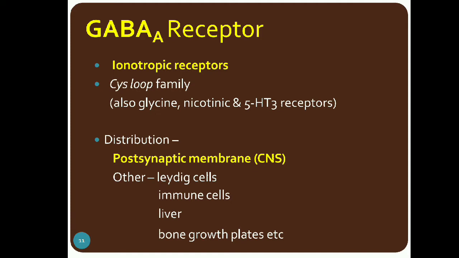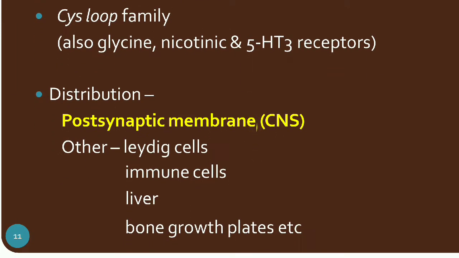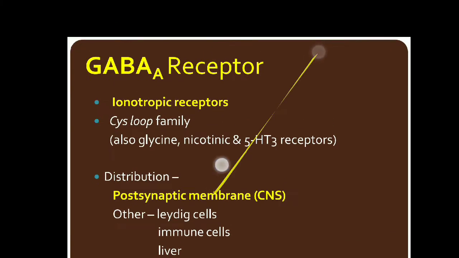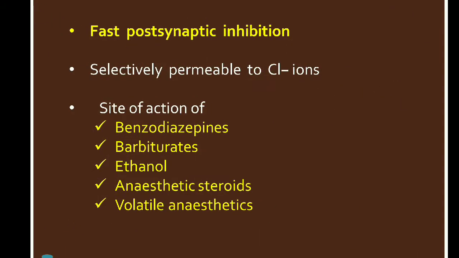This is the GABA A receptor. The GABA A receptor is an ionotropic receptor, also known as the cys-loop family. It also includes glycine, nicotinic, and 5-HT3 receptors. Distribution: postsynaptic membranes, Leydig cells, immune cells, liver, bone growth, and platelets. It's distributed in other parts also, so don't be confused about this. It mediates fast postsynaptic inhibition and is selectively permeable to chloride ions.